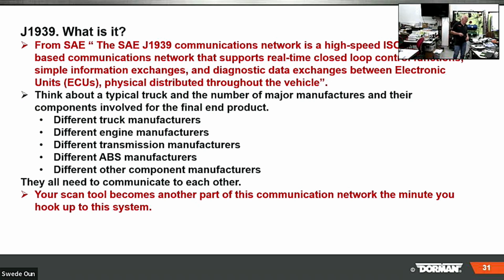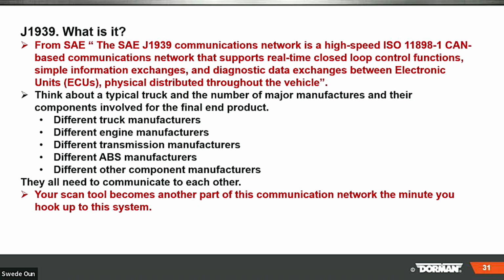So, I kept saying, and everybody's heard, J1939, J1939, J1939. What is it? It's from SAE. It's a high-speed ISO 11898 CAN-based communication network that supports real-time closed-loop control functions, simple information, and diagnostic data exchanges between the ECUs, physically distributed throughout the vehicle. Just think about this.